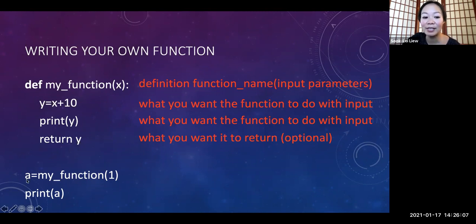So for instance, after I define this function, I can say a equals my_function and give it the value of 1. It will go into here and say y equals 1 plus 10. Print y, which is 11, and then it will return the value of 11. And now because I set a to whatever the output of that function is, a also equals 11. And so if I do print a, it should give me 11. All right.